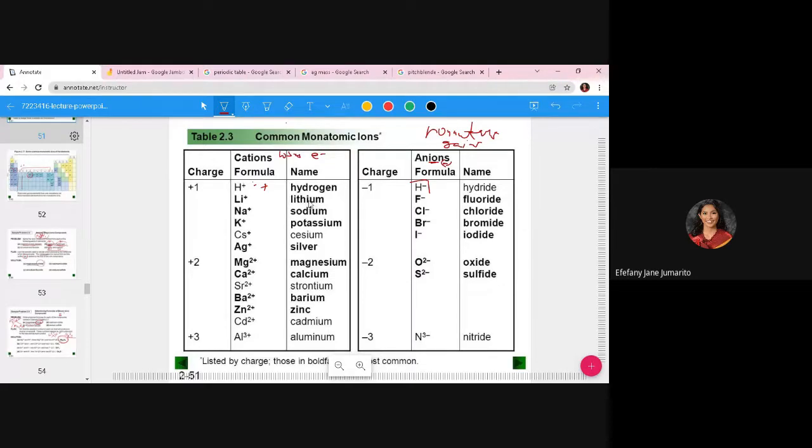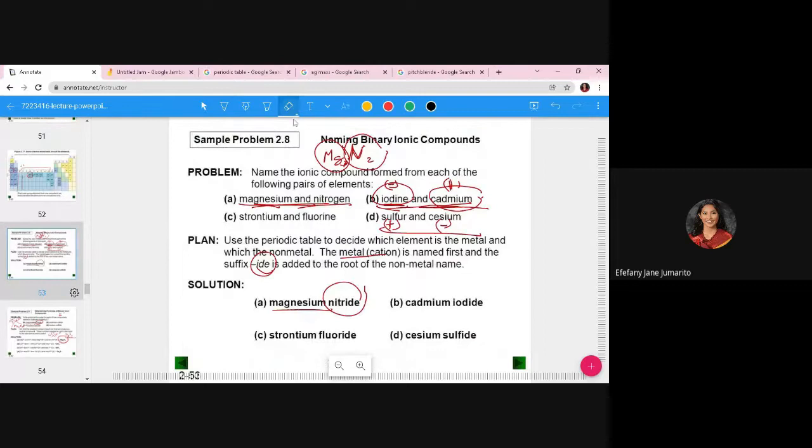Now, when you name an ion, the naming of your cation is the same, but for your anion, you change it and add the suffix -ide. Example, fluorine, fluoride. Chlorine, chloride. Okay, that's how you name. Example here: name the ionic compound formed from each of the following pairs of elements. We have magnesium and nitrogen. So, what is the charge of magnesium?